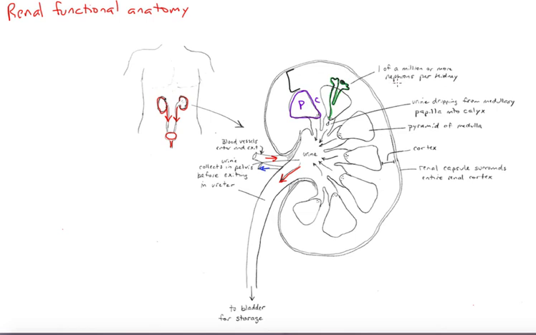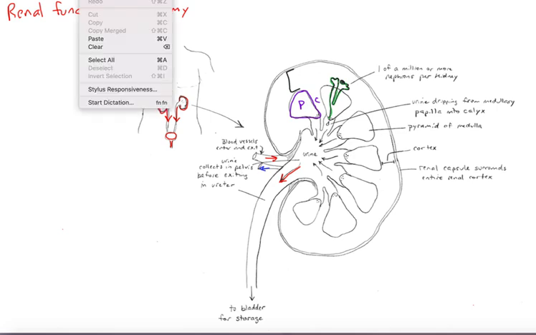Okay, so what we want to do now is blow up this picture so we can see the interface between the blood flow and the nephron, and maybe a little bit more detail about how it sits in this space. So let's clear this.